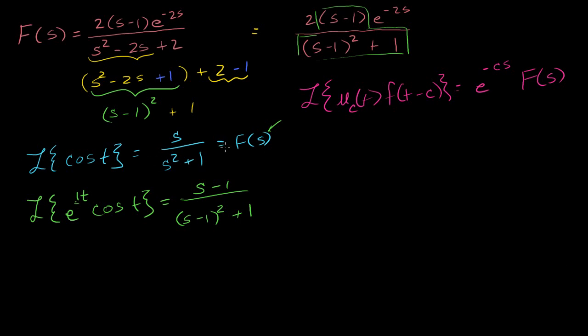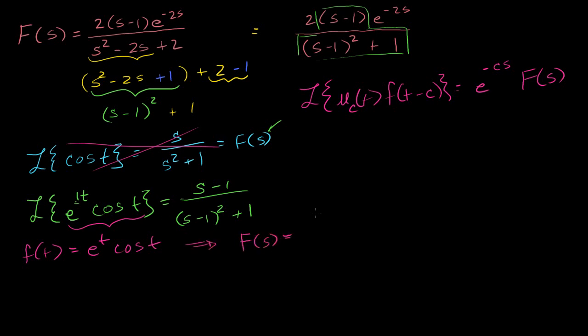Let's ignore all of this. I called this f of s before, but now I'm going to backtrack a little bit and redefine our f of s. Let's define our new f of t to be this. Let's say f of t is equal to e to the t cosine of t. Then, if you take the Laplace transform of that, f of s is equal to s minus 1 over s minus 1 squared plus 1. Nothing fancy there. I just defined our f of t as this, and then our f of s is that.